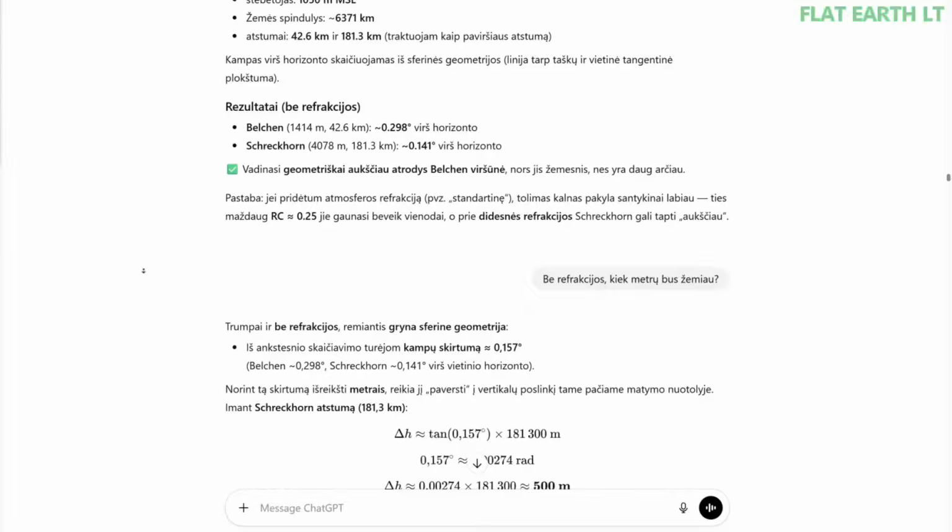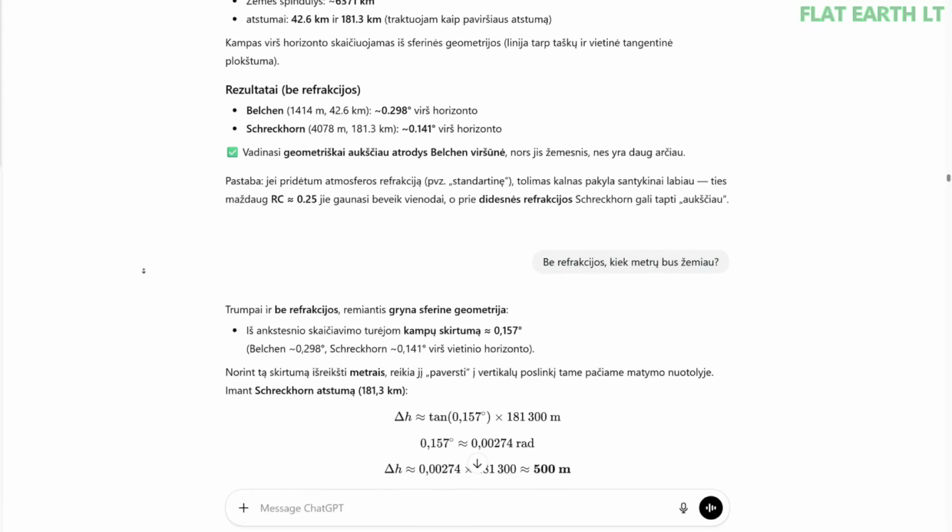Note, if atmospheric refraction is added, for example, standard refraction, the distant mountain is raised relatively more. At approximately RC 0.25, the two peaks become nearly equal, and with stronger refraction, Schreckhorn may appear higher. Without refraction, how many meters lower will it be?